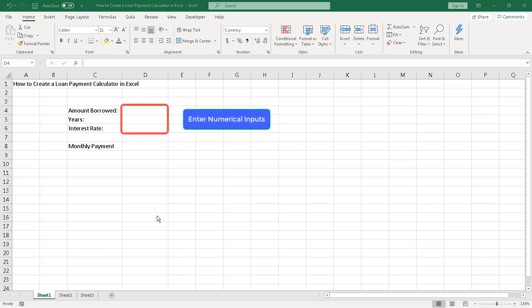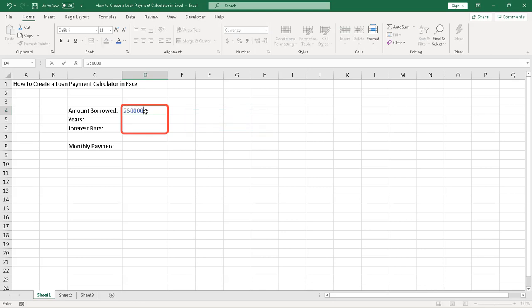Let's hypothetically say that this is a home loan. So I will enter the amount borrowed as $250,000. Then I will enter the duration of the loan in years. Let's put 30 years here. And finally, we will enter the interest rate of 3.75%.